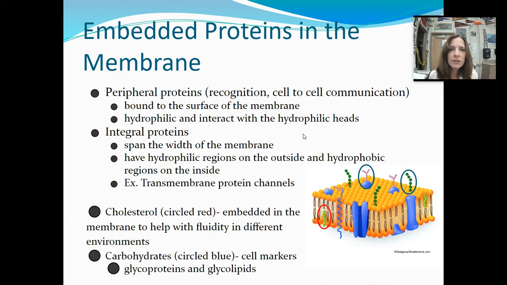So there's lots of proteins that are embedded in the membrane, two types. There's peripheral proteins, which, think periphery, like your peripheral nervous system is in your arms and legs. And so that would be like these blue circled things. And so they're bound to the surface of the membrane. Their function is either recognition or cell-to-cell communication.